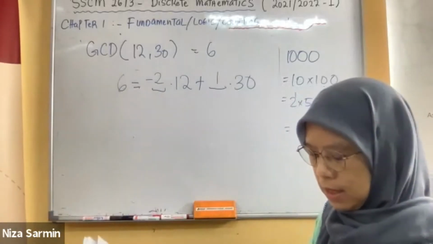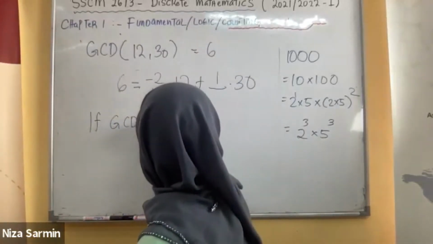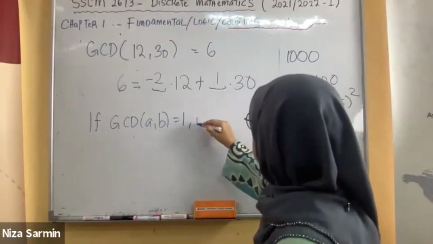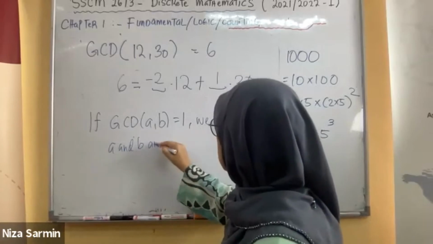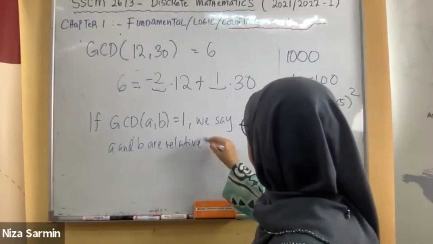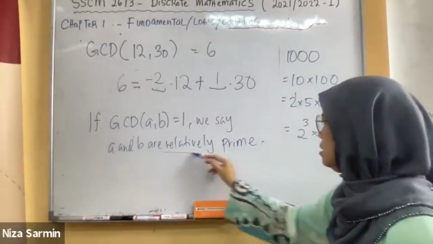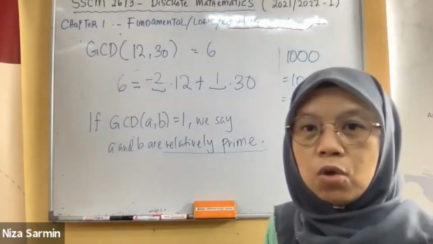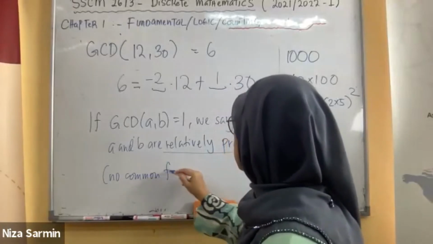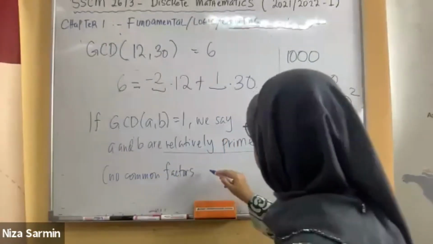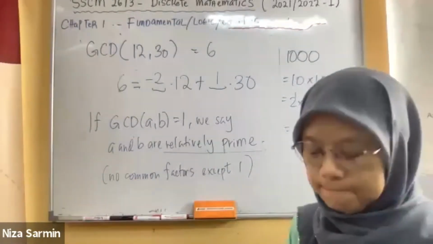Okay. If the GCD is 1, we say A and B are relatively prime. They don't have common factors except 1. Because 1 is always a common factor.